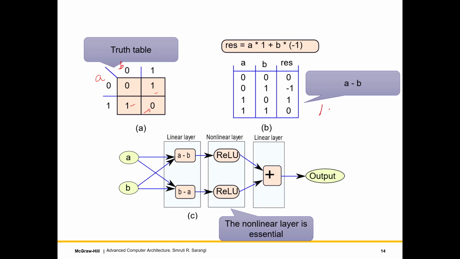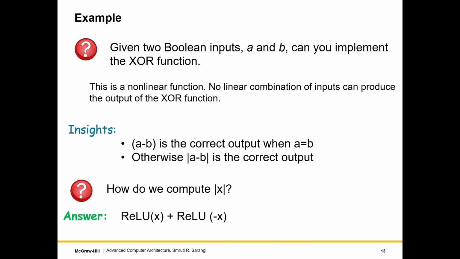Hence, we want to compute this quantity over here. As you can see, if A and B are equal, then it will lead to 0. Otherwise, it will give you the correct answer. So we have figured out that this quantity is ReLU of x plus ReLU of minus x.